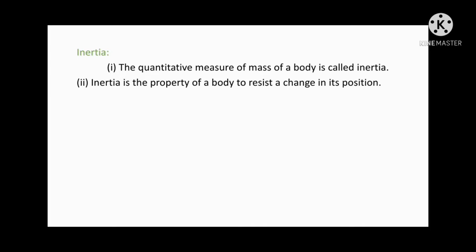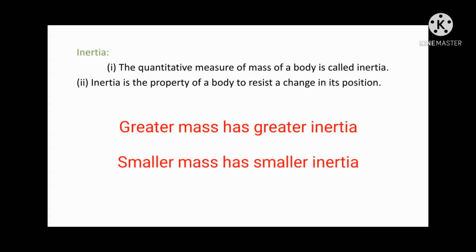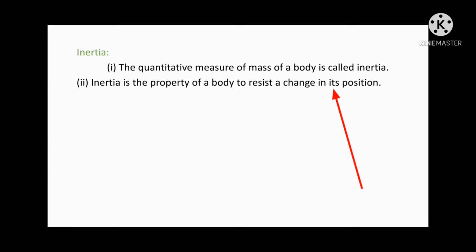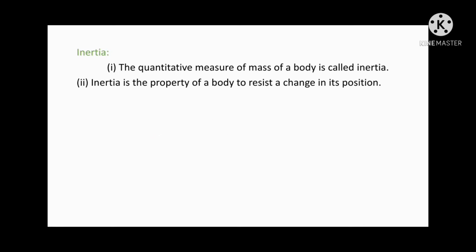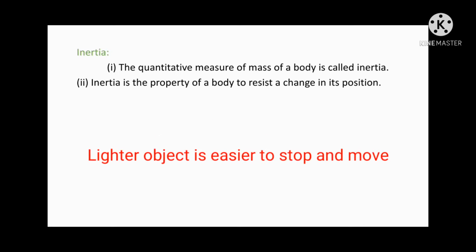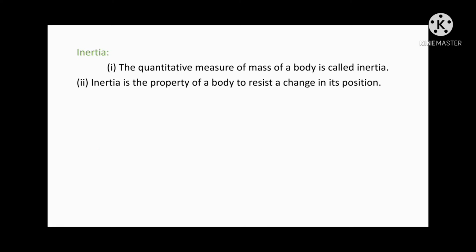Now let's discuss what inertia actually means. Our first point is that the quantitative measure of mass of a body is called inertia. Means a body having a greater mass will have a greater inertia, while a body having a smaller mass will have a smaller inertia. Our second point is that inertia is the property of a body to resist a change in its position. For example, a heavier object is difficult to move and stop. On the other hand, a lighter object is easier to move and stop. So, Newton's first law of motion is also called the law of inertia.